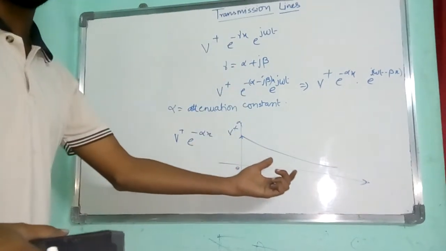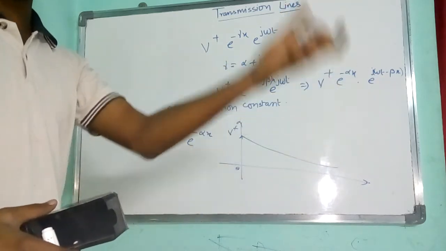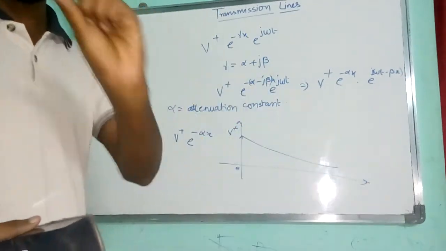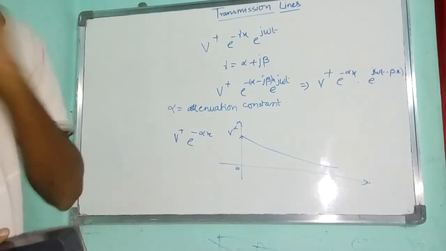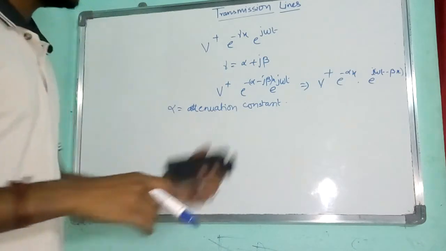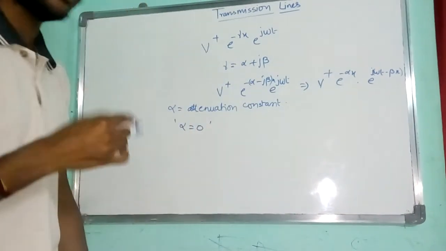So this is called the attenuation constant. That means it is attenuating the amplitude of the wave at a certain point, making it a very low amplitude, or tending to 0. Now I'm considering that there is no attenuation.